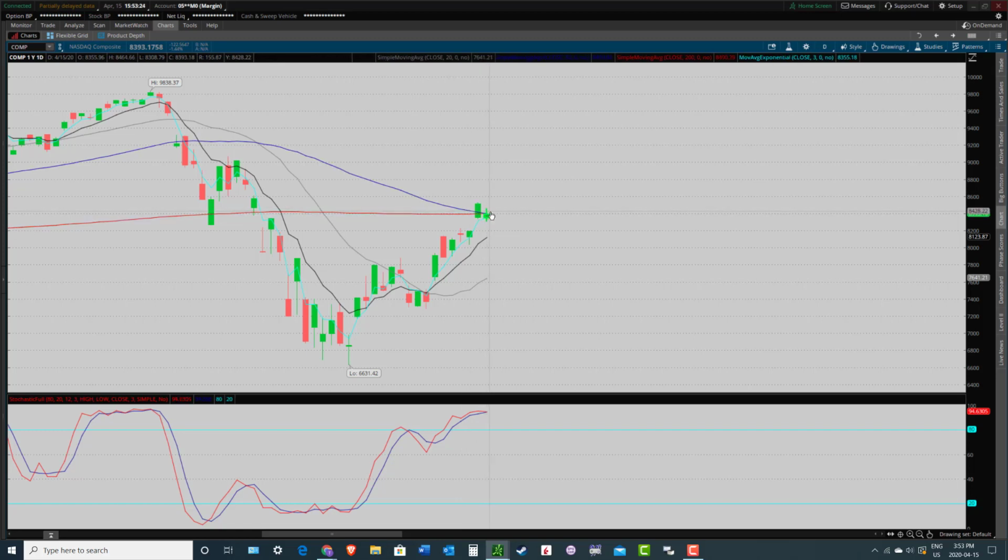It would be nice if we see it just kind of break down from here. And the death cross looks like it's looming here soon on the NASDAQ composite. The 50-day just getting ready to cross below the 200-day. We're overbought on the oscillator.